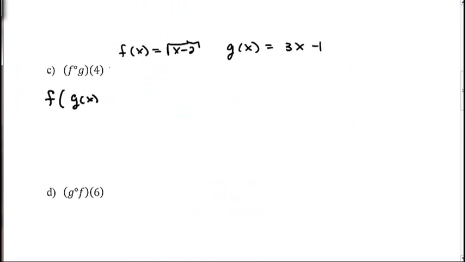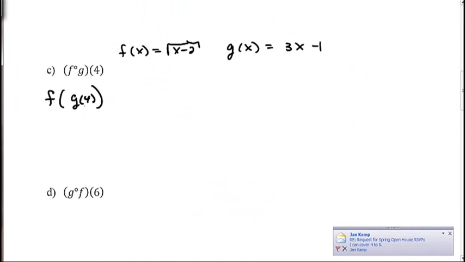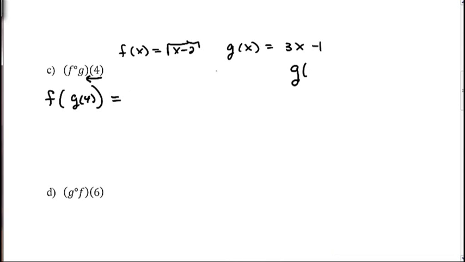So what we're doing is, first we want to work backwards with this. First I want to put 4 into the function g. You take that result and you put it into the function f. So first I'm going to find g of 4. That would be 3 times 4 minus 1, which is 12 minus 1, or 11.